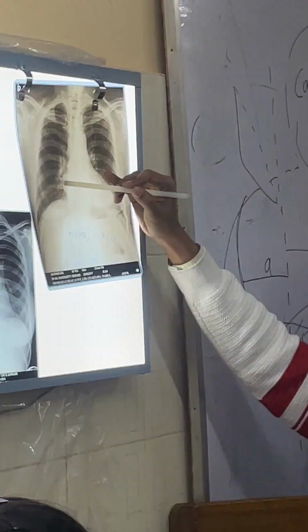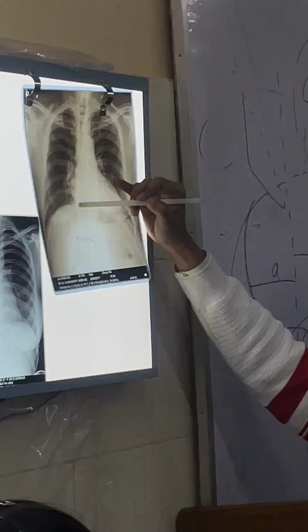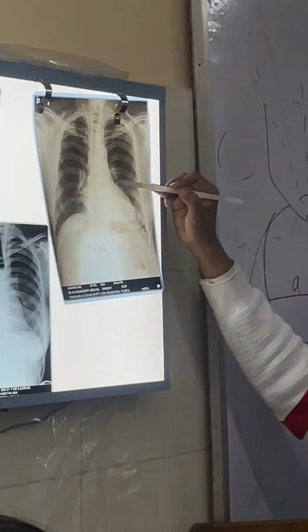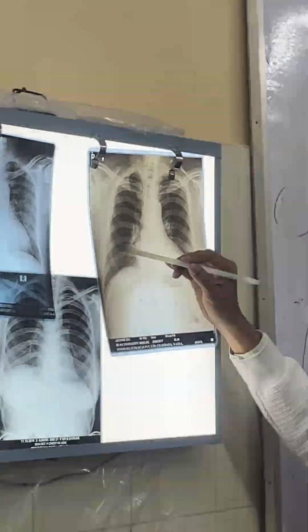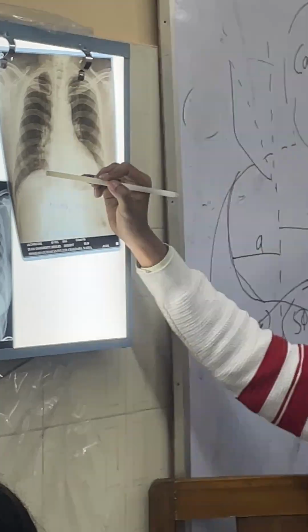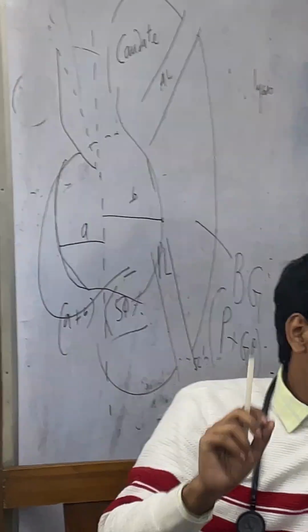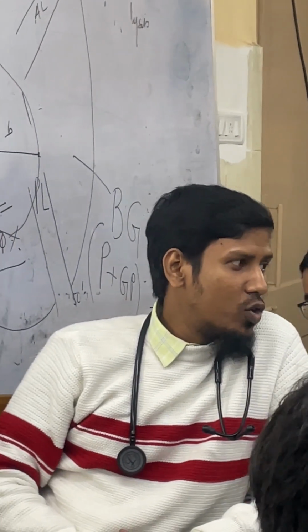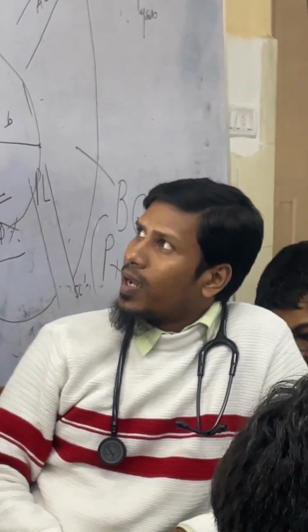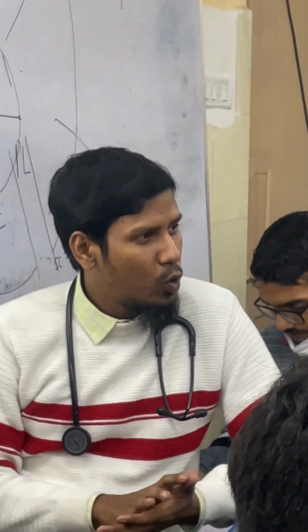This is the right atrium or right heart border. If the left atrium gets enlarged, there will be another border. This is known as the double density or double contour of the heart. So from the heart, what do we have to look for?